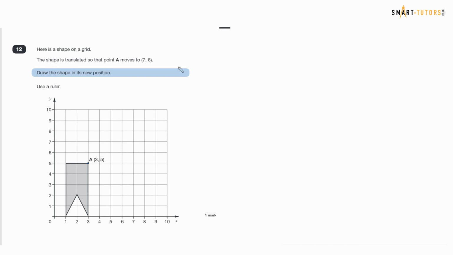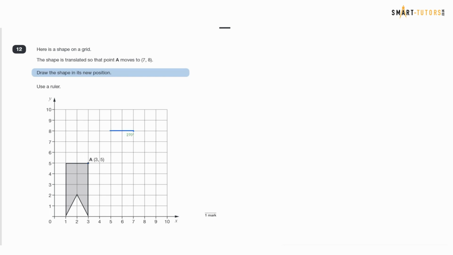Translation is basically just moving the shape without actually turning it in any way, just moving it up, down, left or right. So here it asks us to move point A to 7, 8. So the x-coordinate has to be 7, along the corridor, up the stairs, and then the one on the y-axis has to be 8, so 7, 8.